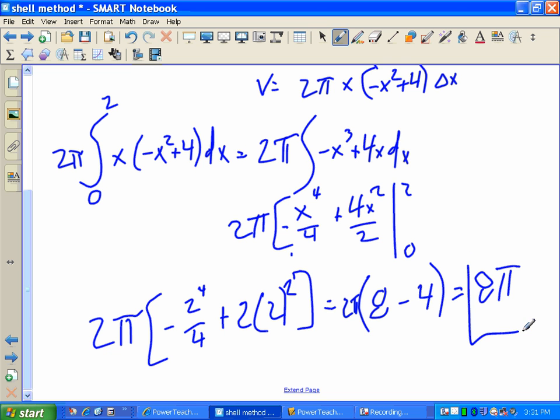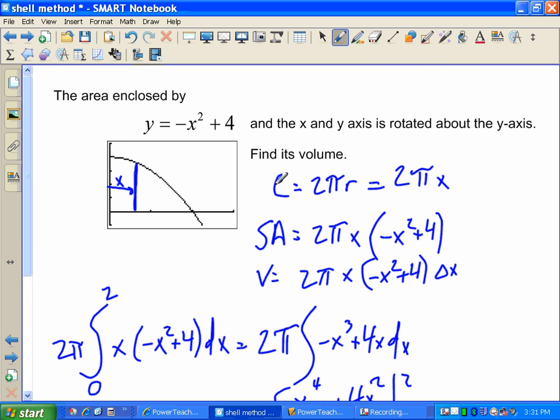Good? Problem number 1, check. Okay, shell method: start with circumference, surface area, volume, and integrate to get all of the volumes. Okay, let's look at another.